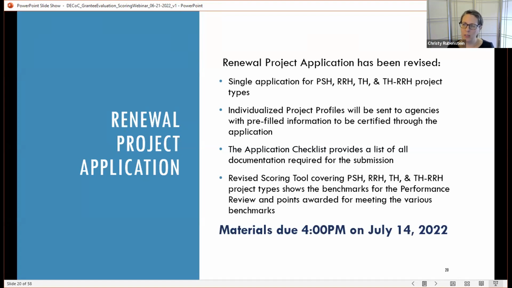What you will get is an individualized project profile in addition that will be sent to you, and it has a lot of information pre-filled. And what the application will ask you to do throughout is to look at your project profile and basically certify that the information is correct. And where it is not, you can provide an explanation for what is not correct. But a lot of the work will be done for you already.